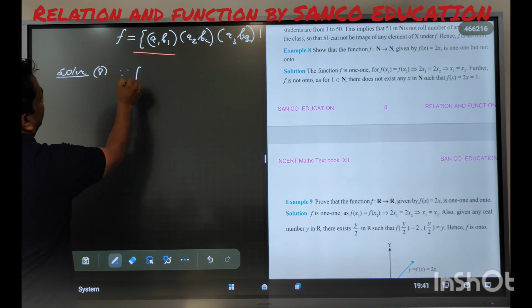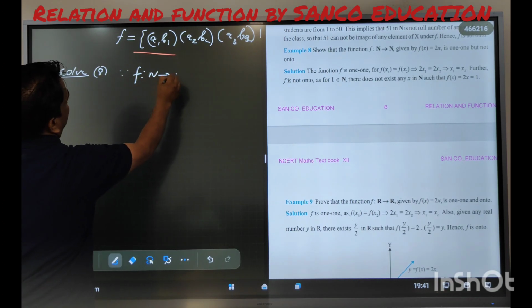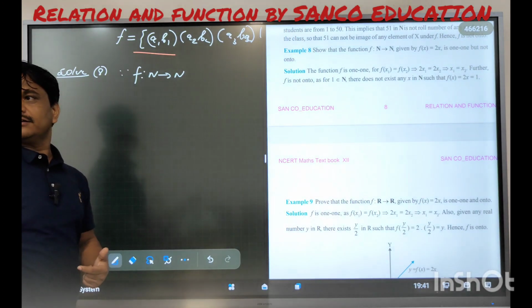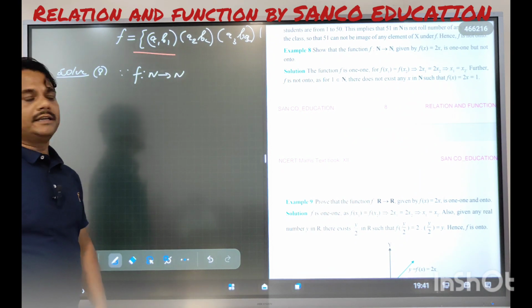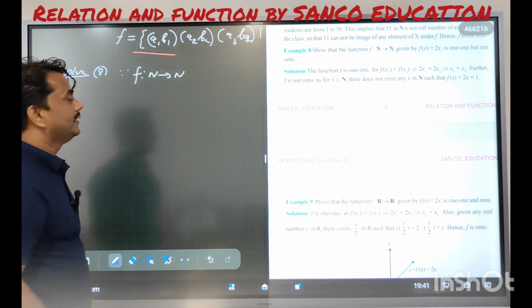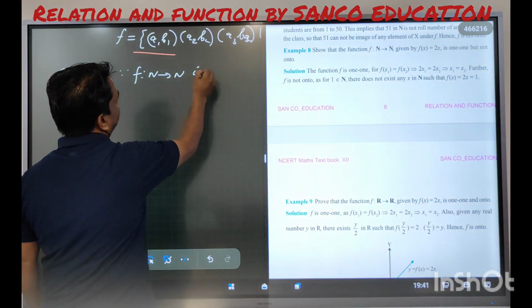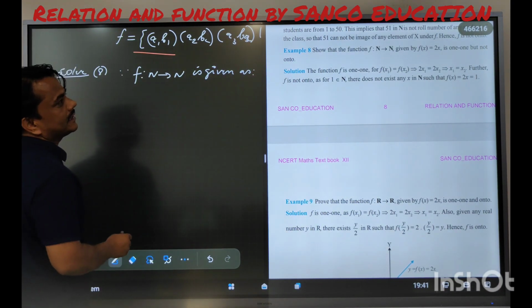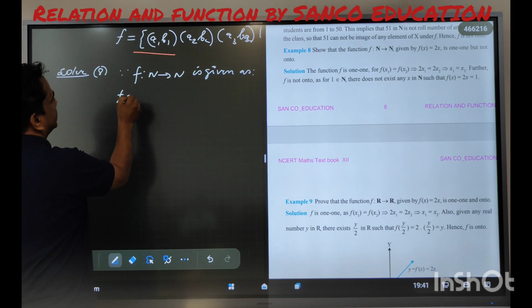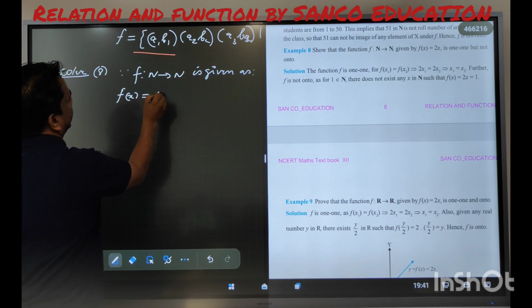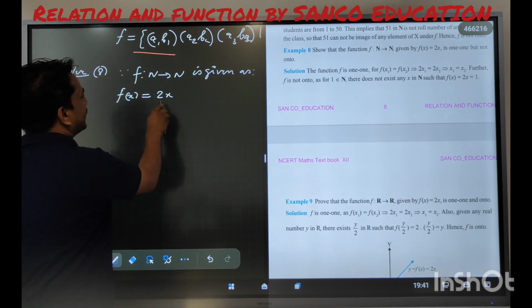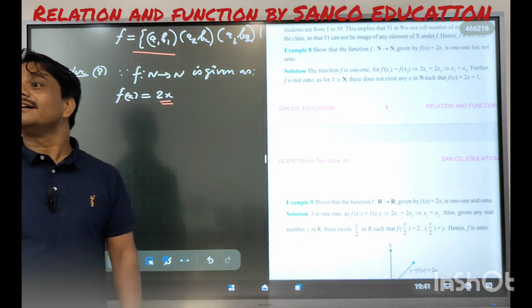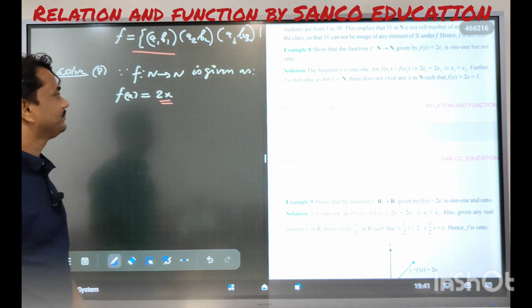Since a function on N, where function on N means N to N: domain you have to take from the natural set and image you have to take from the natural set. It's called a function on the natural set. It is given as f(x) = 2x. Do you know what type of function this is here? Yes sir, a linear function.